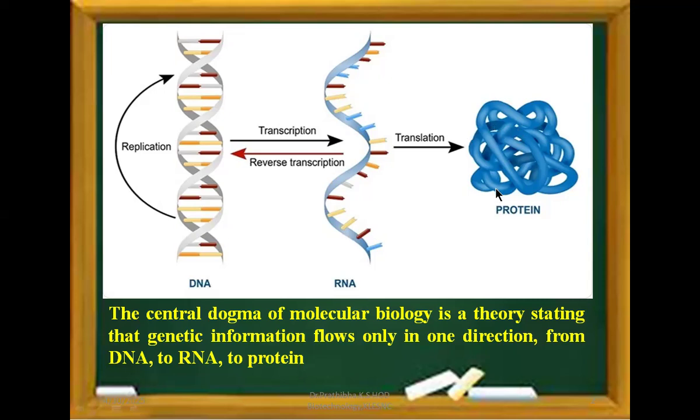It is the most common and simplified form. It states that the flow of genetic information is primarily unidirectional, that is DNA to RNA, RNA to proteins. Or you can also state this as: the Central Dogma of molecular biology is a theory stating that genetic information flows only in one direction, that is from DNA to RNA, RNA to protein. That is, this is DNA, then RNA and protein.